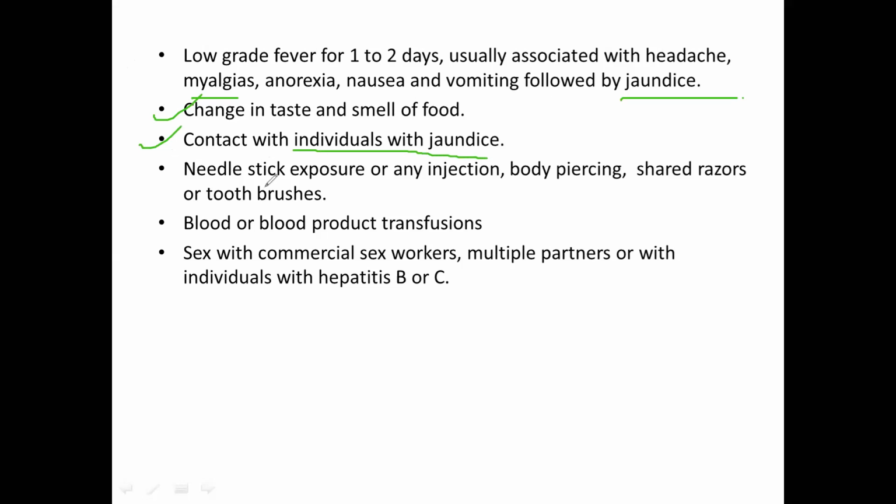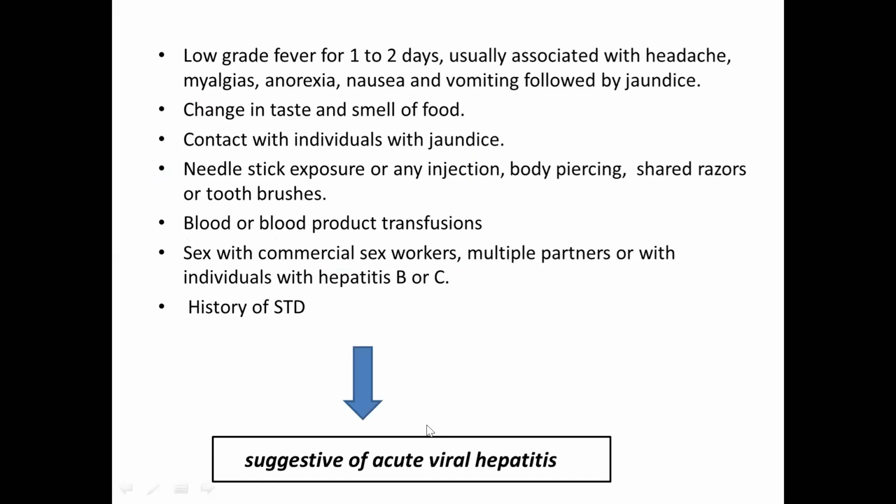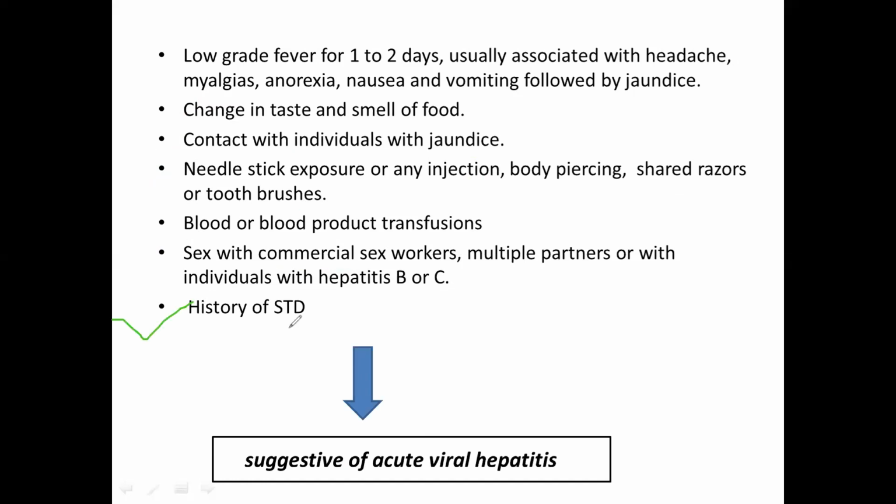Such history you may get. Then needle stick exposure, or any injection, or blood piercing, shared razors, or toothbrushes. You should also ask for this type of history. Then history of blood or blood product transfusion, or the patient may have physical contact with commercial sex workers, or may have multiple partners, or contact with individuals with hepatitis B or C. All these points usually indicate acute viral hepatitis. And some patients may have a history of sexually transmitted disease also.